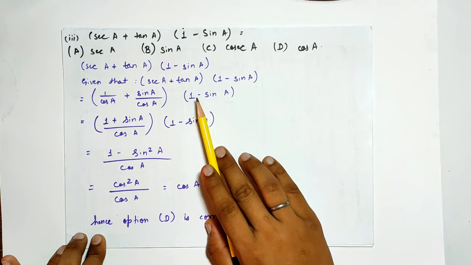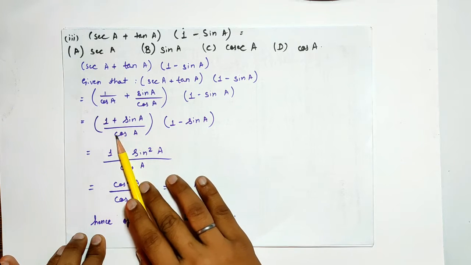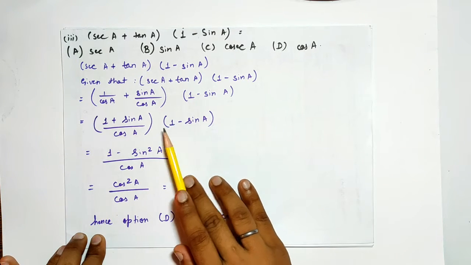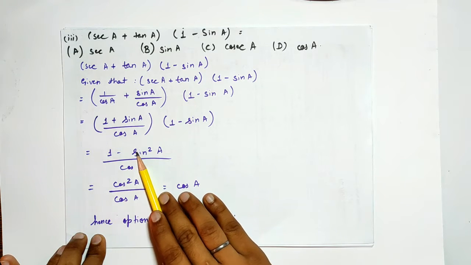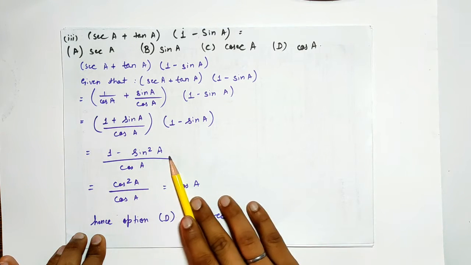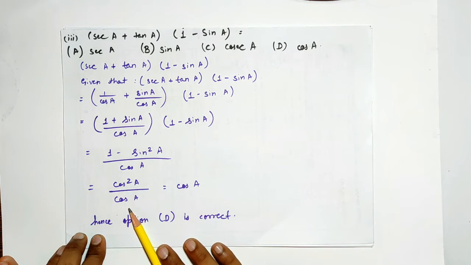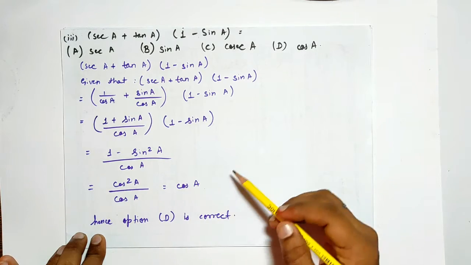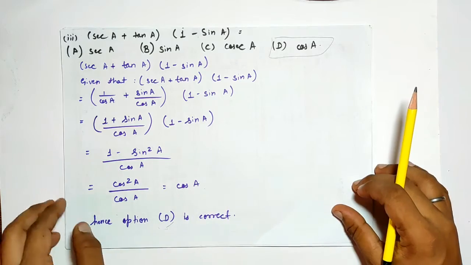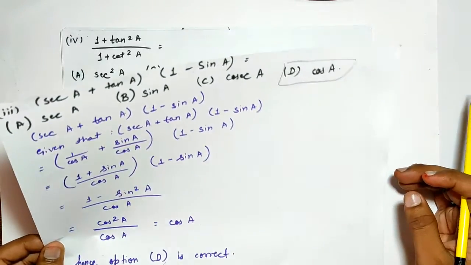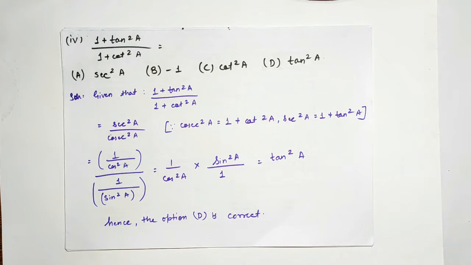Let's solve this. We get 1 minus sin a, bracket close, is equal to 1 plus sin a upon cos a. After solving this we get 1 minus sin square a upon cos a is equal to cos square a upon cos a is equal to cos a, hence the option D is correct.